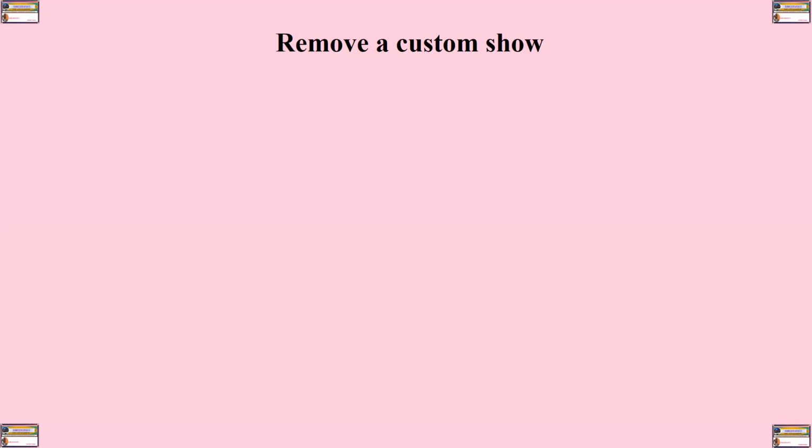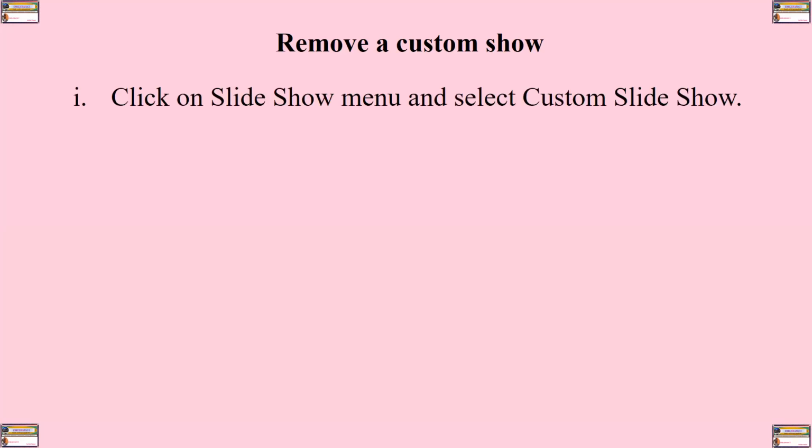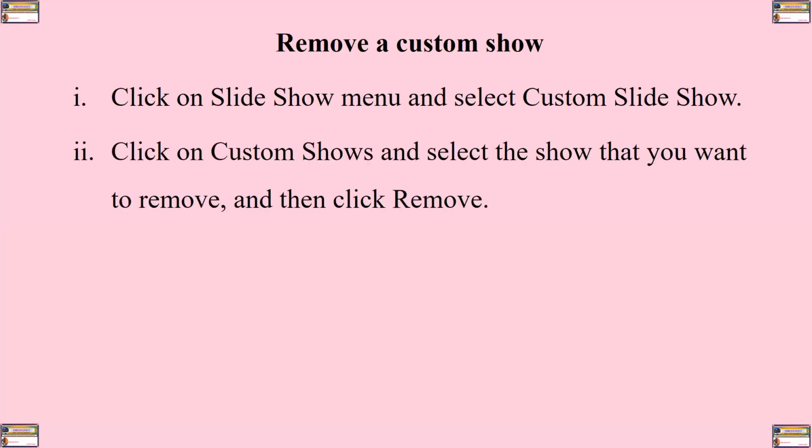Once we are done with our custom shows, it's also important to remove them so that they don't continue occupying our memory for no reason. So how do you remove a custom show? To remove a custom show, you click on Slideshow menu and select Custom Slideshow. Then click on Custom Shows and select the show that you want to remove and then click Remove.